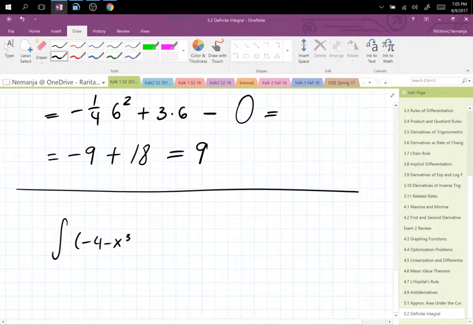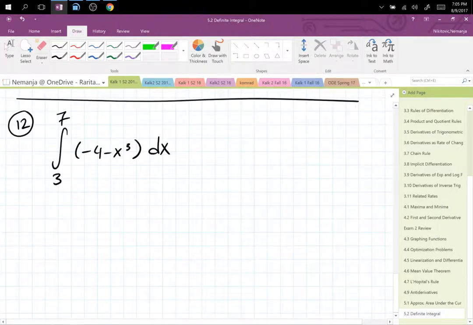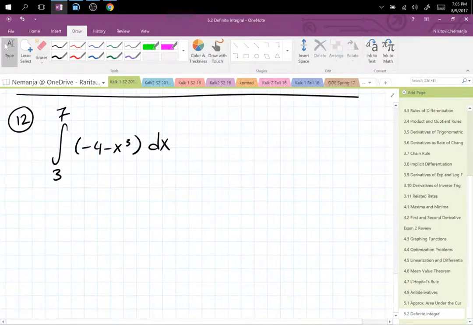Integral of negative 4 minus x cubed dx from 3 to 7. This is problem 12 in the textbook. So work this one out on your own. Is that x to the 5 or x to the 3rd? X to the 3rd.